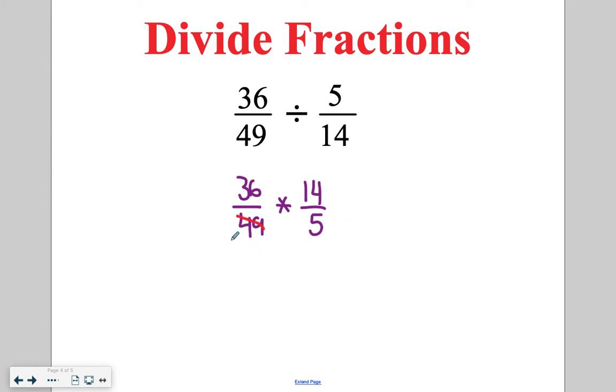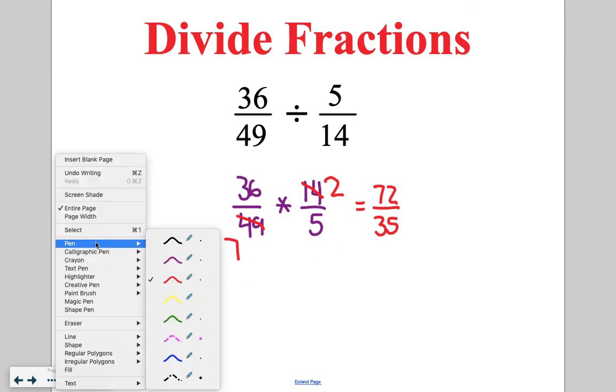49 divided by 7 is 7. 14 divided by 7 is 2. Then I need to go ahead and multiply. So up top, 36 times 2 is 72. In the denominator, 7 times 5 is 35.